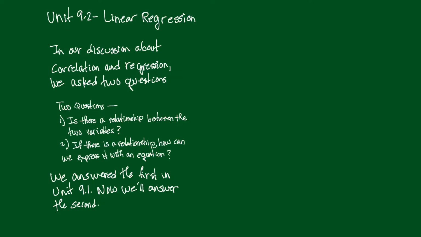We're now here in Unit 9.2 on linear regression. In our discussion about correlation and regression in the last unit, we asked two questions. Number one, is there a relationship between the two variables? And secondly, if there is a relationship between them, how can we express it with an equation? How can we express it mathematically? We answered the first question back in 9.1. Now we'll answer the second.